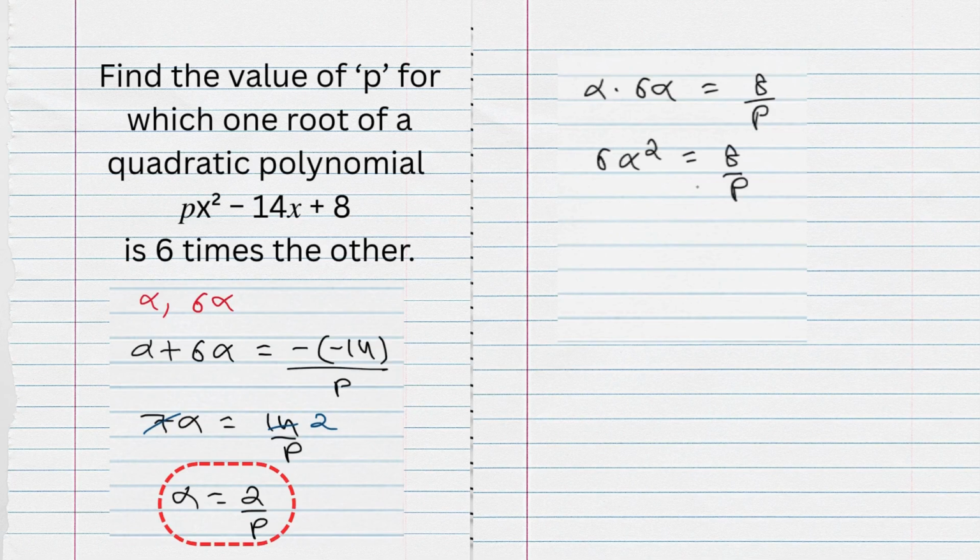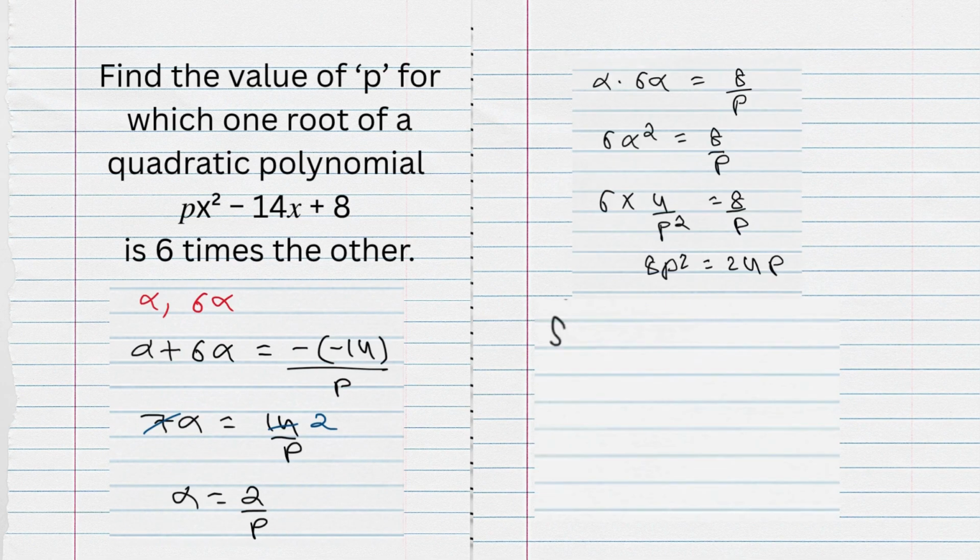Now substituting alpha as 2 over p, we get 6 times 4 over p squared equals 8 over p. Now by cross multiplication, we can say that 8 times p squared is equal to 24 times p. Simplifying it further, we can write this as 8p squared minus 24p equals 0.